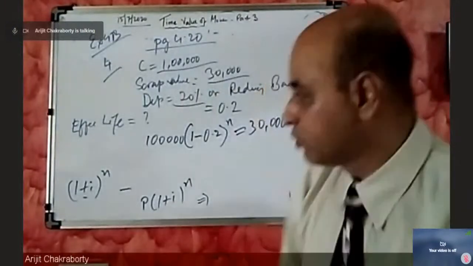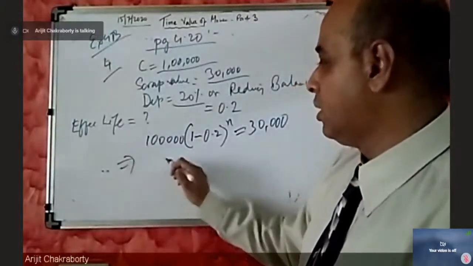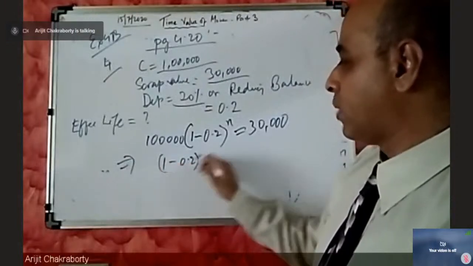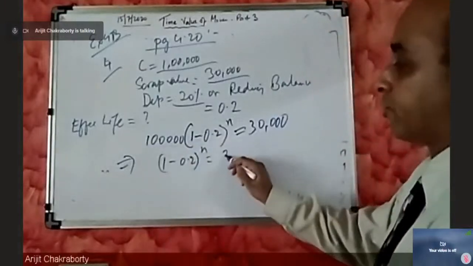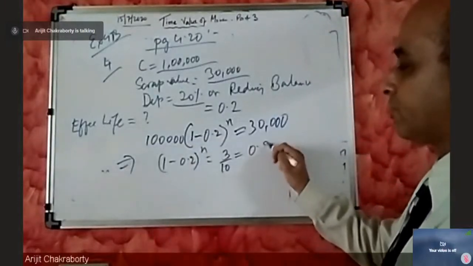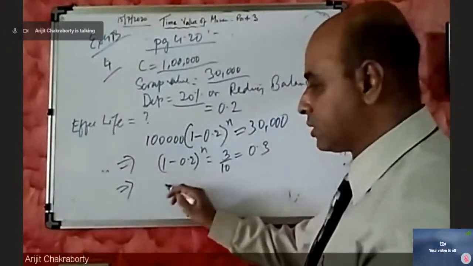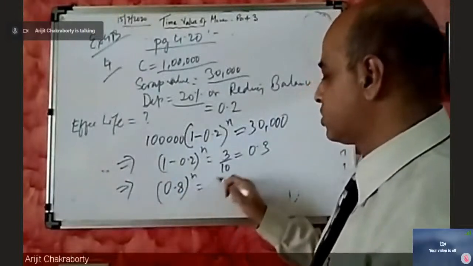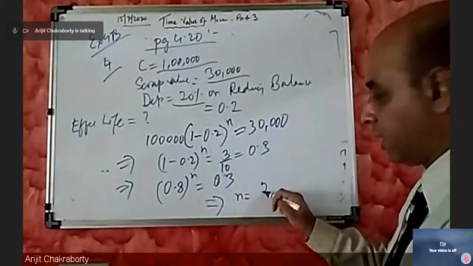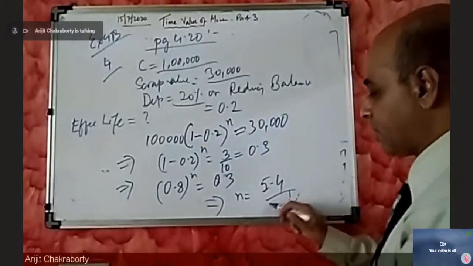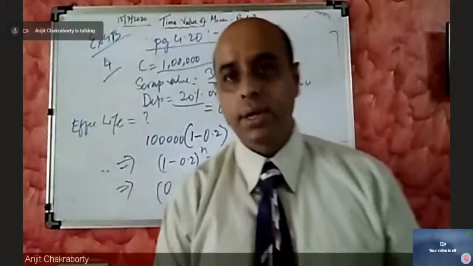So now I think we have got an equation. Please see. So we get from here 1 minus 0.2 to the power n is equal to 30,000 by 1 lakh. That is 3 by 10, that is 0.3. 1 minus 0.2 gives you 0.8. So 0.8 to the power n gives you 0.3. If you solve for n, it comes to approximately 5.4. So the effective life of the machine is 5.4 years. Right? So I hope this is clear.